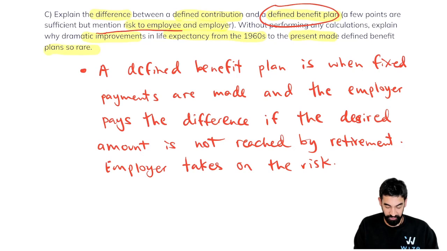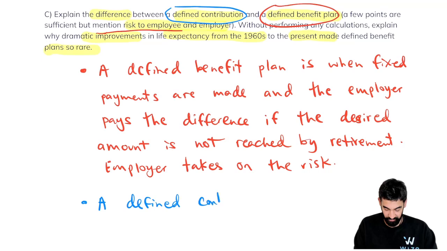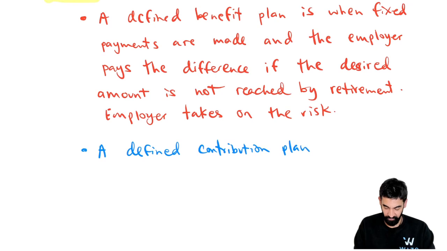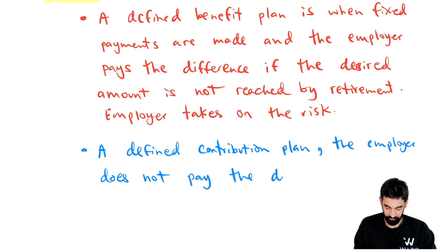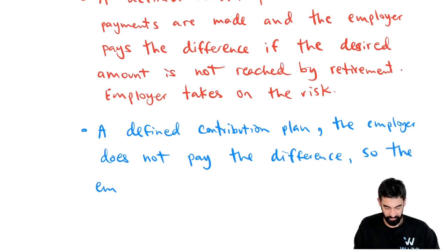So then what would it be for the other one? For the defined contribution plan? It's the opposite. So if you're not sure, just guess. Think, what else could I put? So for a defined contribution plan, the employer does not pay the difference. So the employee takes on the risks.